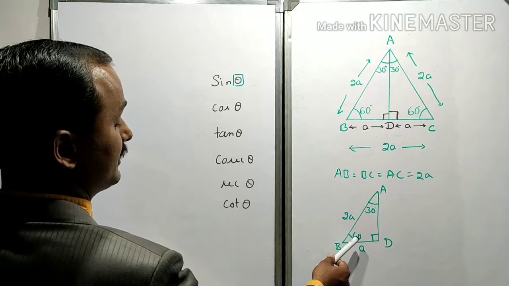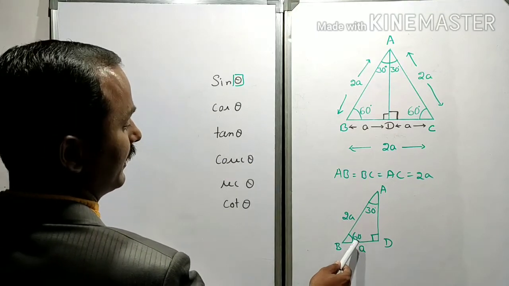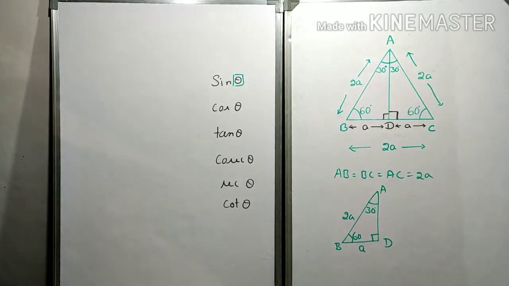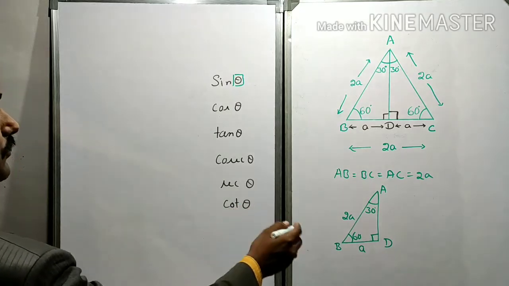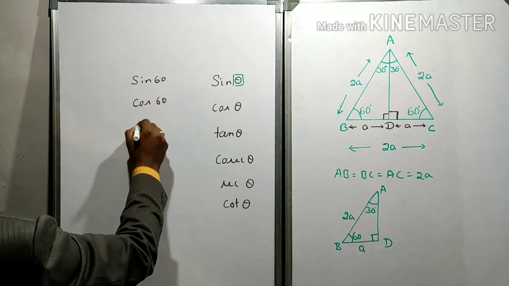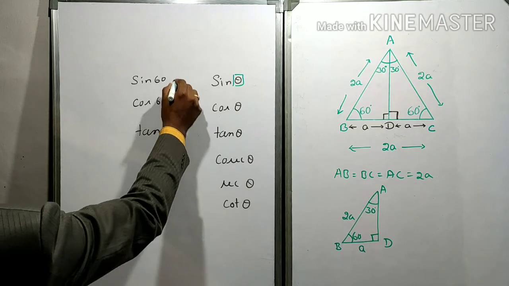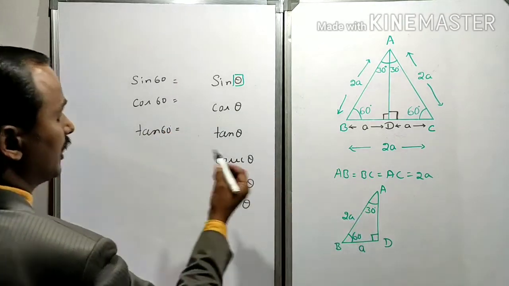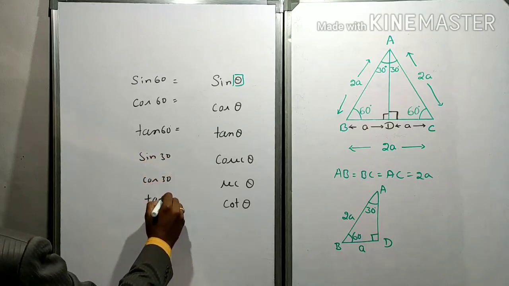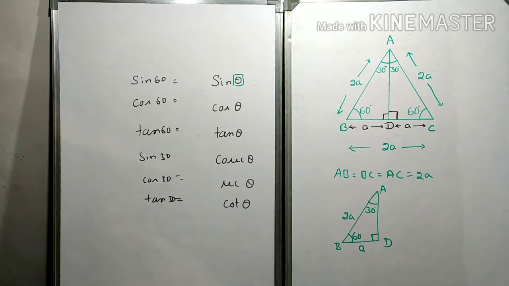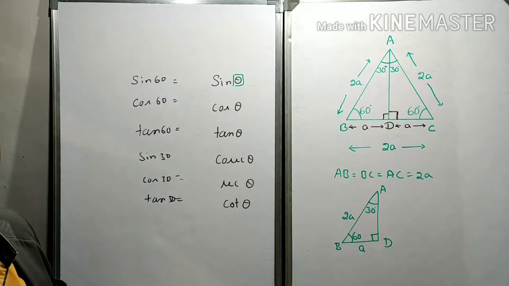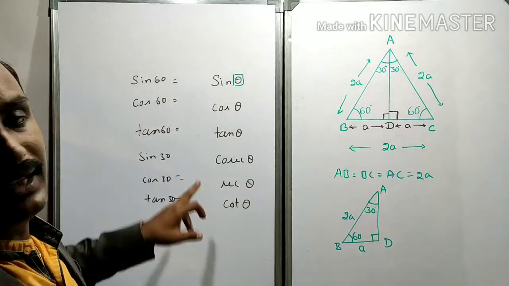Look here, dear children. Instead of theta in this right angle triangle, one acute angle is 60 degrees and one more acute angle is 30 degrees. We are going to find the trigonometrical ratios of standard angles: sine 60 degree, cos 60 degree, tan 60 degree values, and similarly for the other acute angle 30 degree, sine 30 degree, cos 30 degree, tan 30 degree. We will get accurate numerical values, dear children.